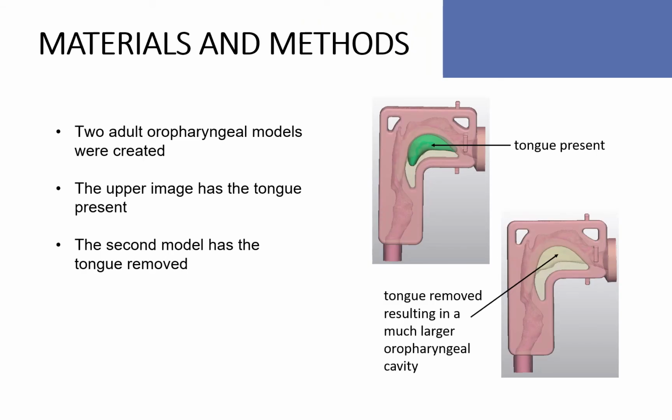Using the MRI scan of an adult male, two oropharyngeal models were created. The upper image has the tongue present, as shown in green, and as you can see, acts as an impaction zone if an MDI were to be inserted into the oral cavity. The second model had the tongue removed, allowing for a much larger opening or oropharyngeal cavity.